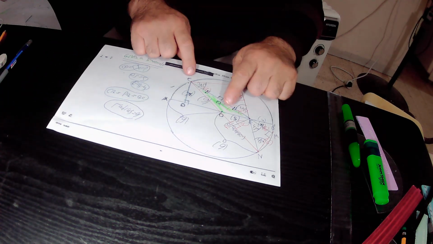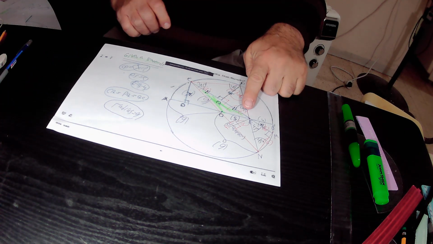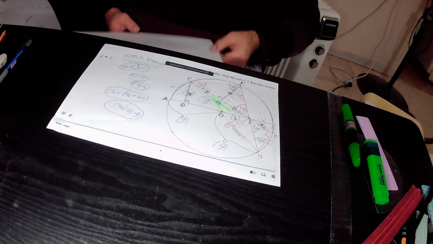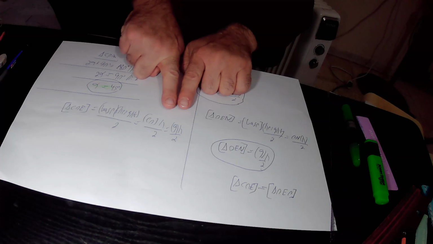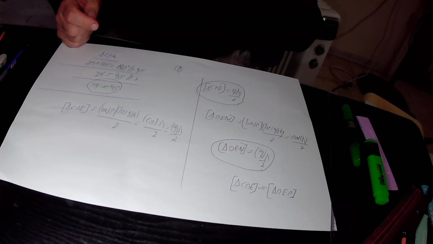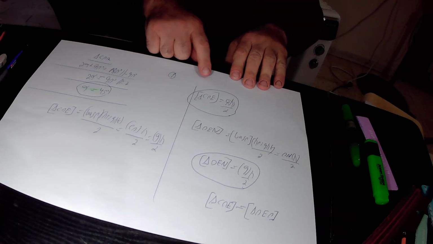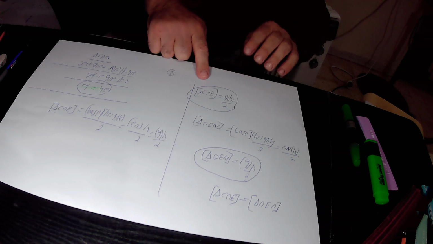CO is the radius of this circle, that equals 9. The height is H. So CO equals 9 times the height H over 2. So in total, we can find out that the area of the green triangle COE equals 9H over 2.